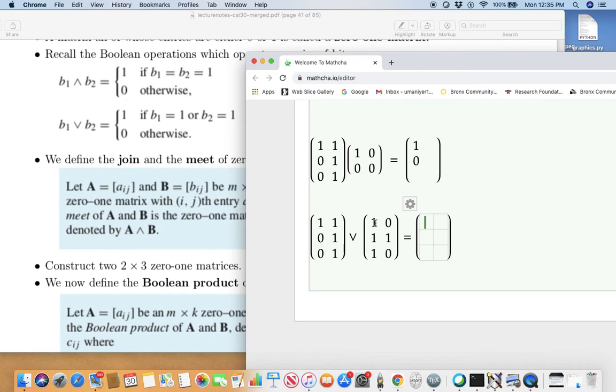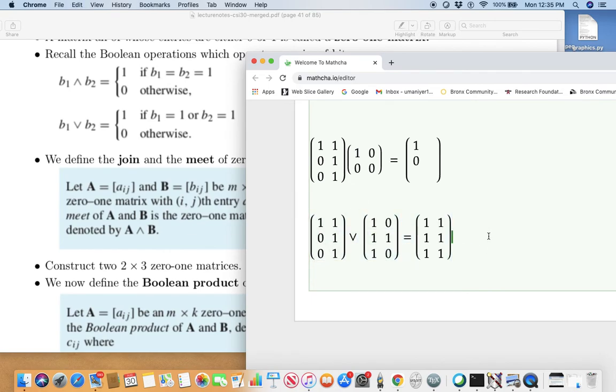1 or 1 is 1. This one. 0 or 1 is 1. This one. 0 or 1 is 1. This one. 1 or 1 is 1. 1, 1. Okay.